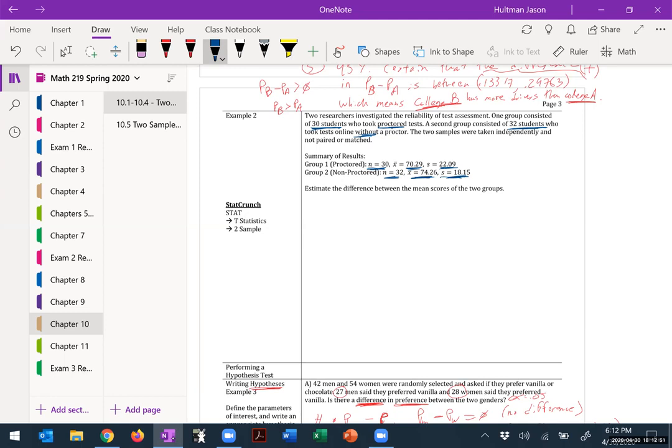Now, am I going to use an interval or a hypothesis test? Here it says estimate the difference. So I'm actually looking for a value. And when I'm looking for a value, that is an interval, not a hypothesis test. So what are we looking for in our interval?